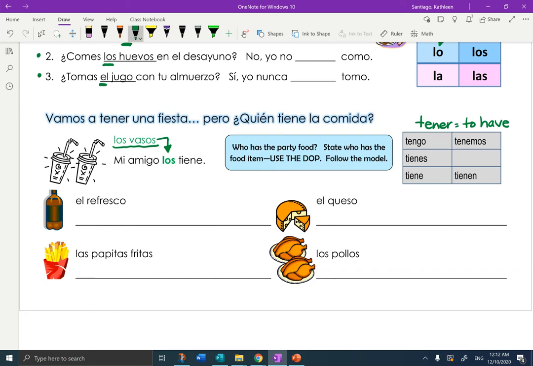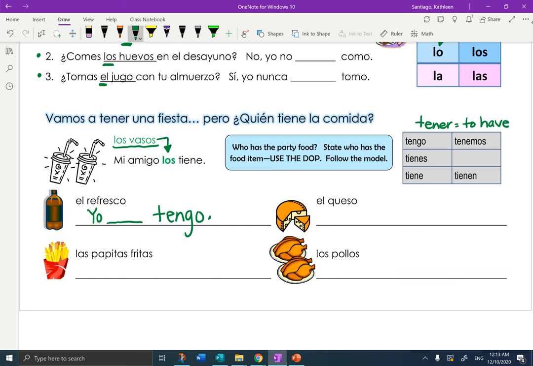So I'll do the first one with you. El refresco. Well, what if I want to say I have it, right? So I'm going to start with yo. What's the verb tener that matches yo? I have to leave a space though, because remember, my DOP goes in front of it. Yo blank tengo.